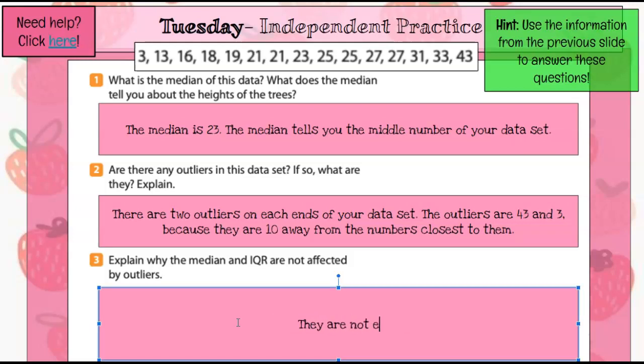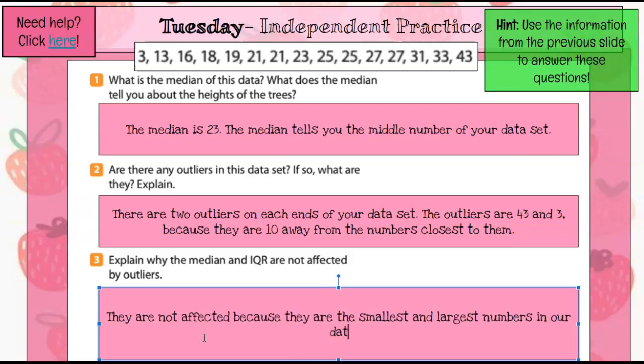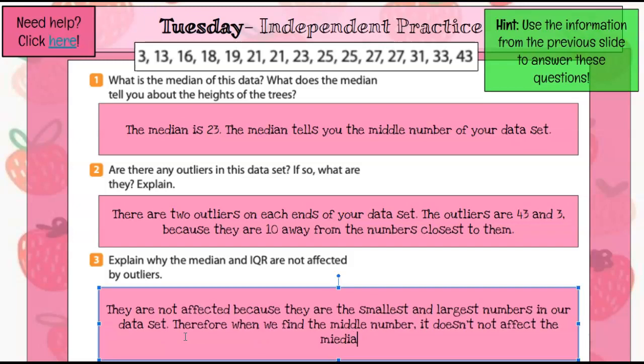So they are not affected because they are the smallest and largest numbers in our data set. Therefore, when we find the middle number, it does not affect the median or the IQR. Nice work, guys.